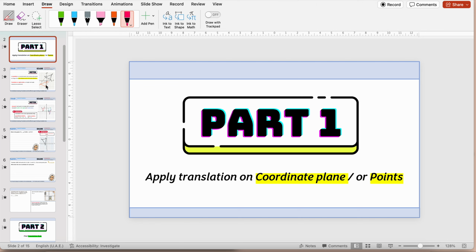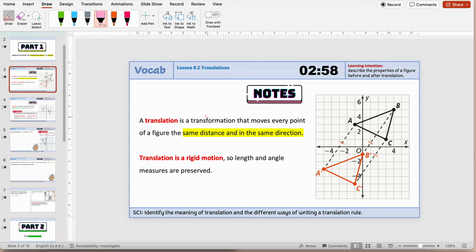So what is translation? It is basically a transformation that moves every single point to a new point, the same distance, same direction. So we move them all the same distance, same direction. One more thing is translation is a rigid motion. Why do you call it a rigid motion? Any transformation is called a rigid motion if it keeps the same length, the length of the sides and angle measures. If they are the same, preserved, then it's a rigid motion.